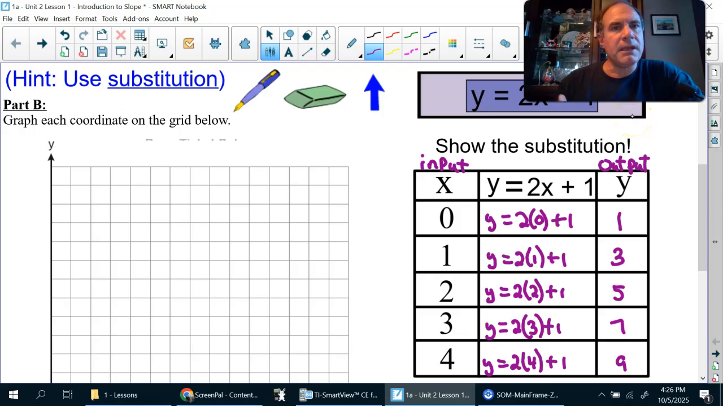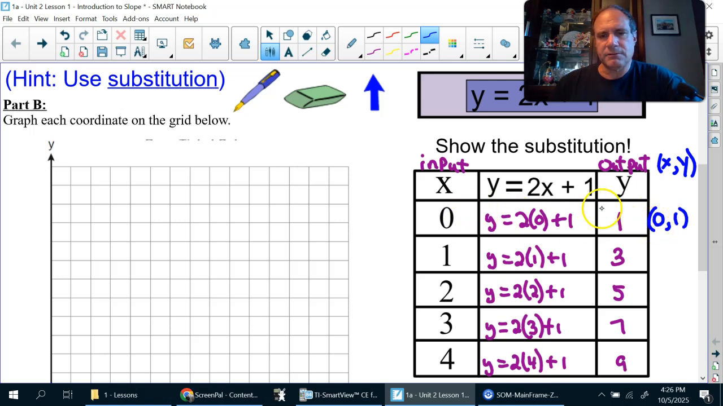So coordinates, when you write coordinates, it's just in the form of x and y. So we're going to squeeze that in right here, x, comma, y. And we're going to put 0, comma, 1. That's x, comma, y. X and y. And then 1, comma, 3. 2, comma, 5. And 3, comma, 7. And finally 4, comma, 9.